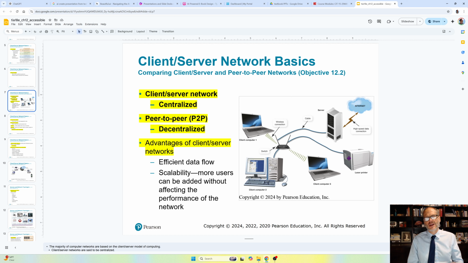And then they can keep track of which employee is printing what stuff. Or how much is the printer being used? Do we need another printer? All that could be tracked and monitored. And so that's the benefit of having a centralized client-server network.